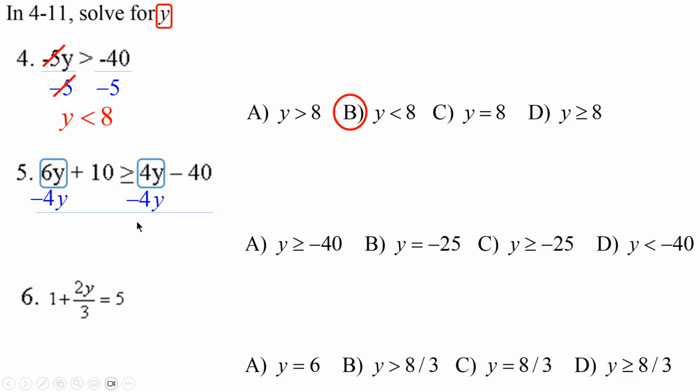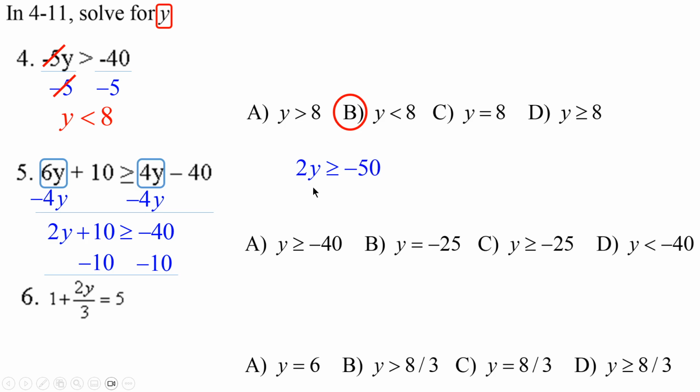Okay, that will not affect my inequality symbol. So 6y minus 4y is 2y plus 10 is greater than or equal to -40. Now, let's get rid of that positive 10 by subtracting 10 from both sides, and that's not going to affect my inequality. So greater than or equal to, I ran out of room over here, and I'm left with 2y on the left, and negative 40 minus 10 more is negative 50.